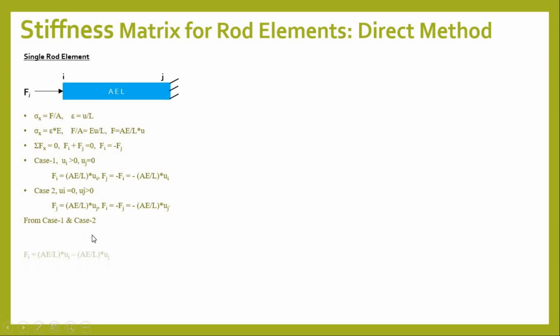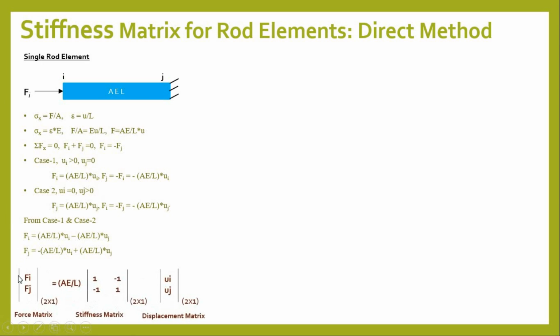From these two cases we get two equations, like Fi is equal to AE by L into Ui minus AE by L into Uj. Here AE by L is constant, so based on that we form the stiffness matrix. The force matrix Fij is 2 by 1, and we keep the common AE by L outside, and write the stiffness matrix as 1, minus 1, minus 1, 1. This is 2 by 2, and here the displacement matrix is Ui, Uj. So we form the matrices: first the force matrix, then the stiffness matrix, and then the displacement matrix. F is equal to K into D.